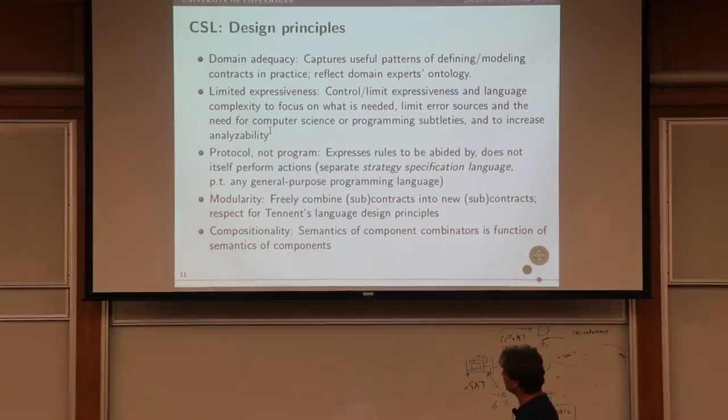So the third part is that we intended this really to describe protocols, like rules that people agree on to follow, like a rule book: obligations, permissions, prohibitions. A rule book doesn't execute anything. It's just sitting there on the table. It's not walking around and taking money out of people's pockets. So it's passive, you could say. It expresses rules to be abided by, but does not itself perform actions.